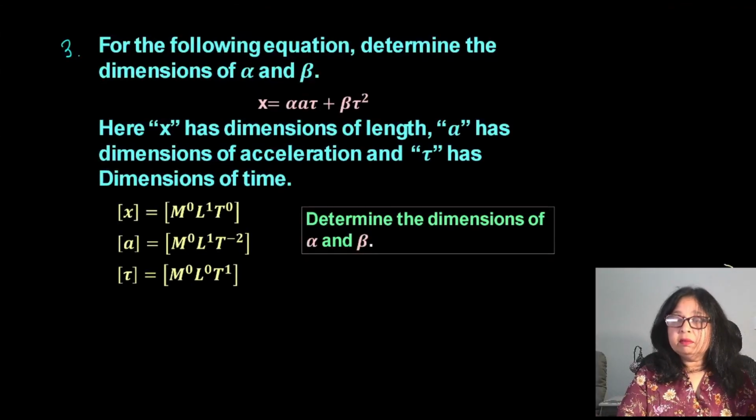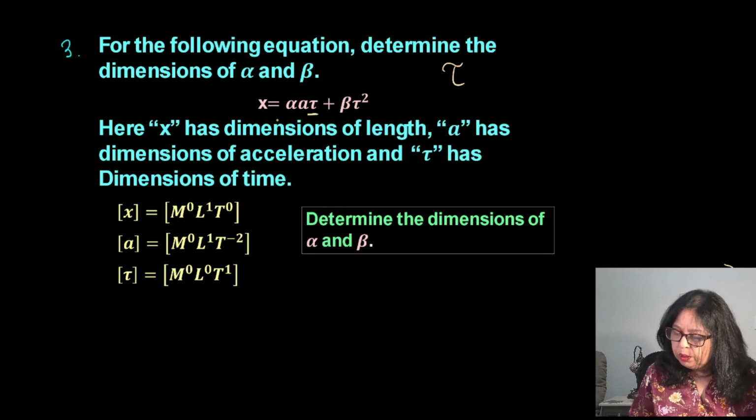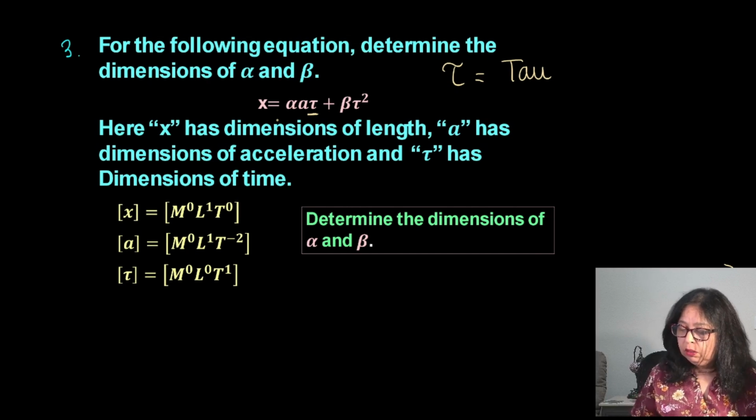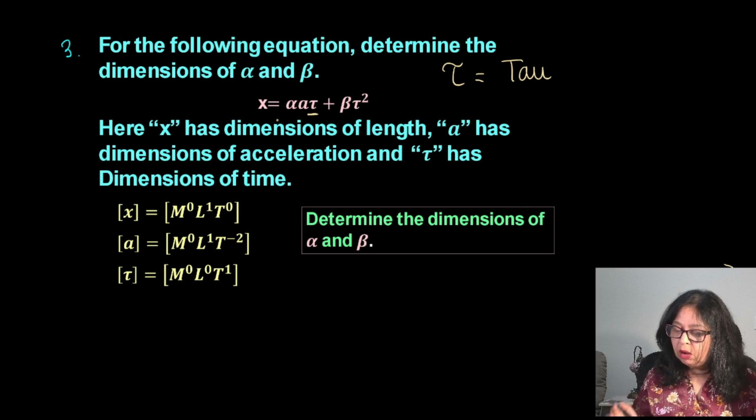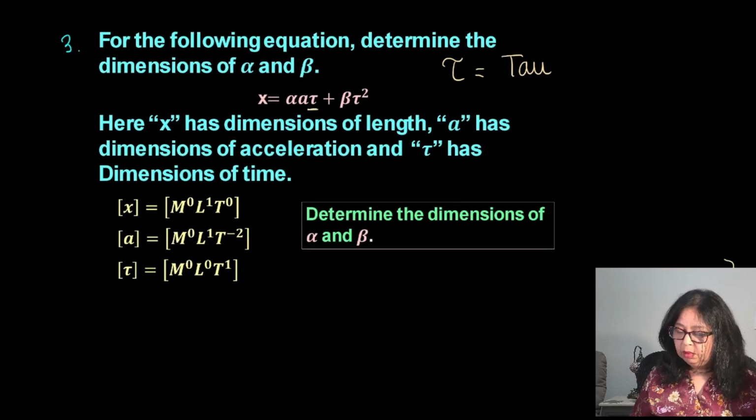Problem number 3 says, for the following equation, determine the dimensions of alpha and beta. The equation is x equals alpha a tau. This symbol here is another Greek symbol called tau. So x equals alpha a tau plus beta tau squared. Here x has dimensions of length, a has dimensions of acceleration, and tau has dimensions of time. We are asked to determine dimensions of alpha and beta.